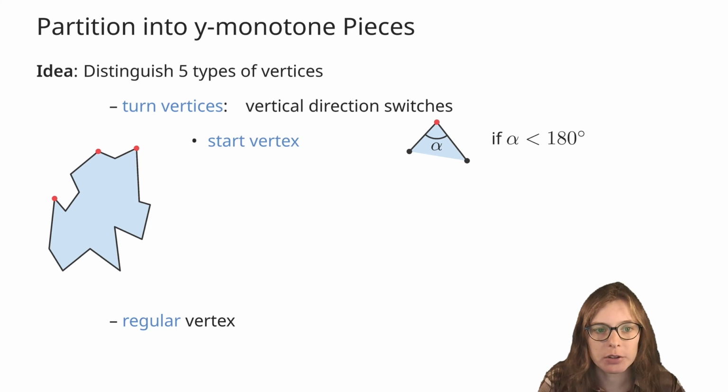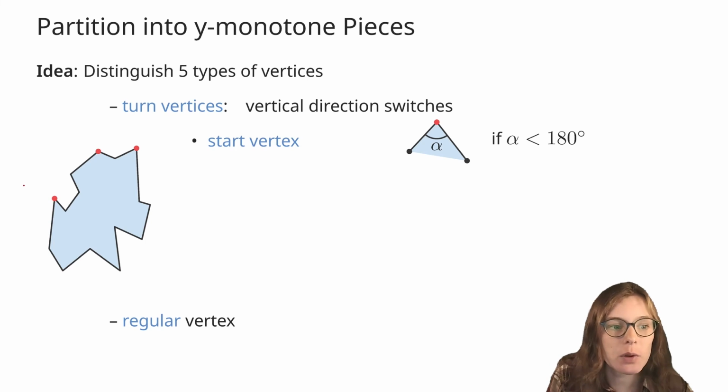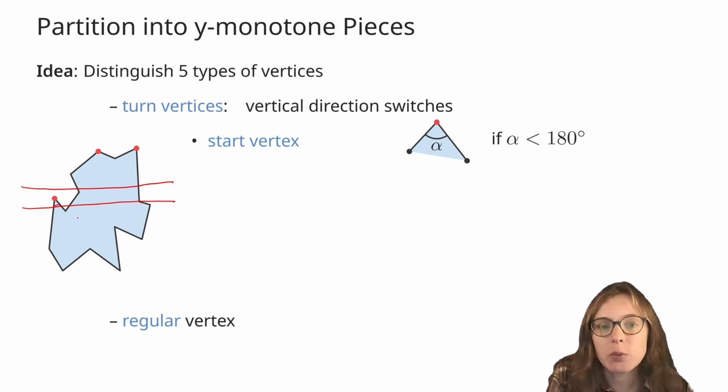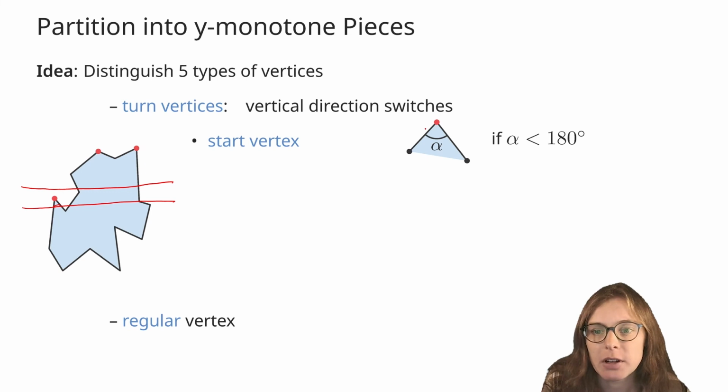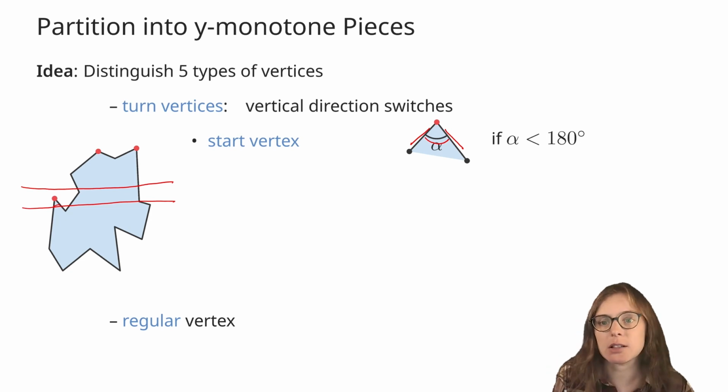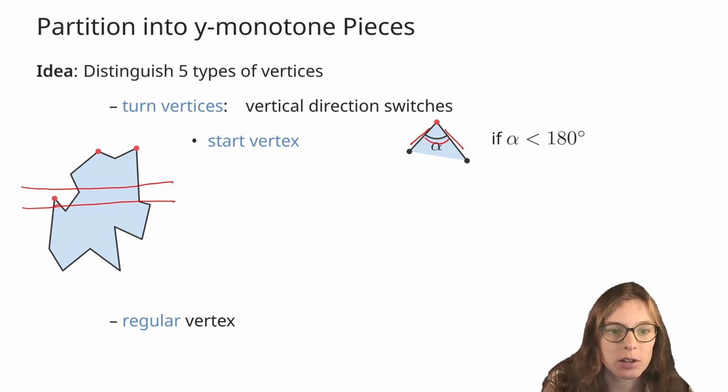The first type of a turn vertex is a start vertex. If we sweep the polygon with a horizontal line, when it passes a start vertex, it's going to give rise to a new connected component. That is why it's called a start vertex. Geometrically, we can identify this vertex by considering the 2 incident edges. If both of them are moving downwards from the vertex and the interior angle of the polygon is less than 180 degrees, then this is a start vertex.